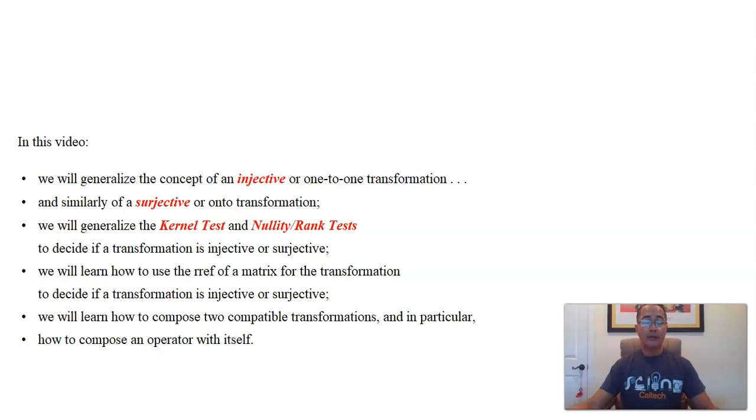We are also going to learn how to compose two transformations if they are compatible with each other. How can we find the matrix of a composition in terms of the matrices of the two individual transformations? And in particular, we are going to learn how to compose an operator with itself. If the domain and the codomain are exactly the same, then we can apply the operator one more time to itself.